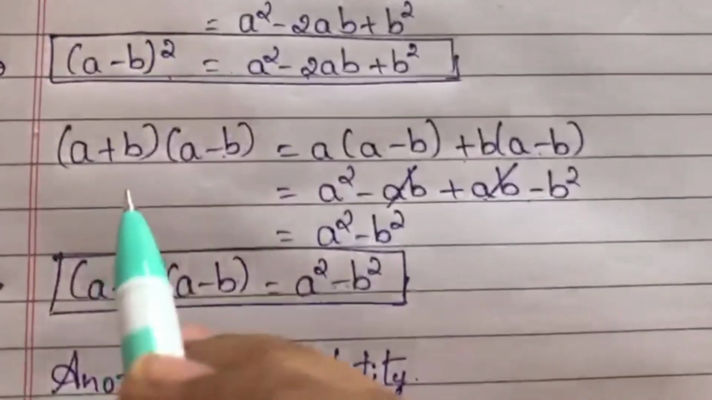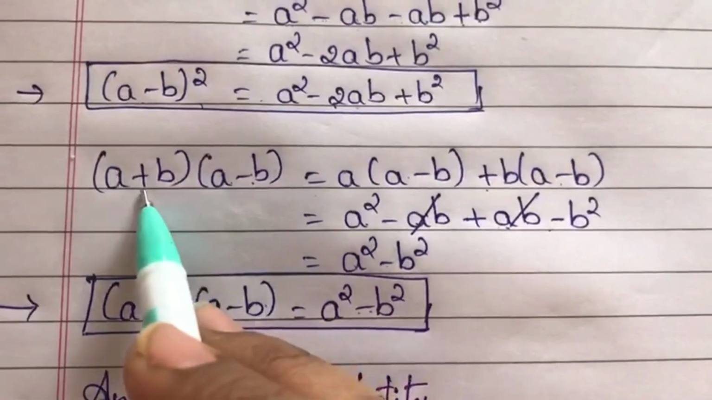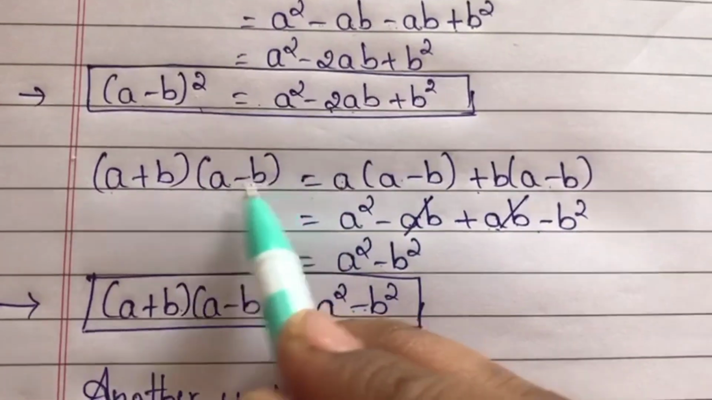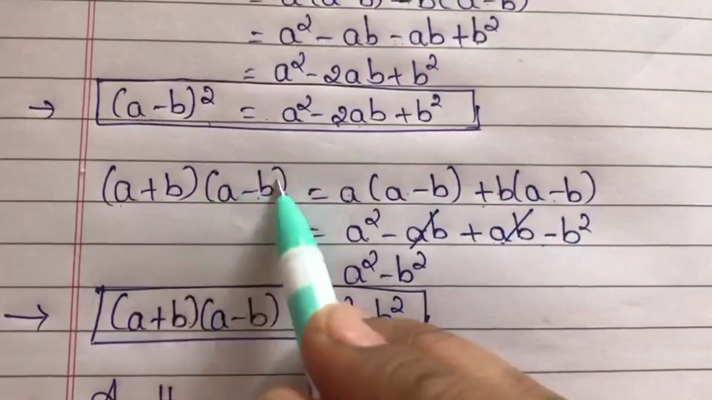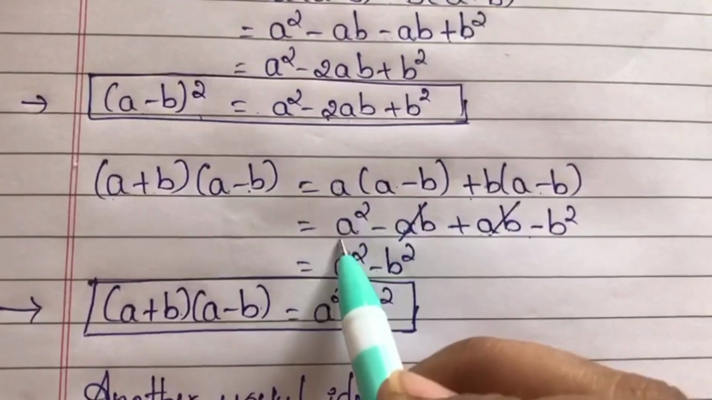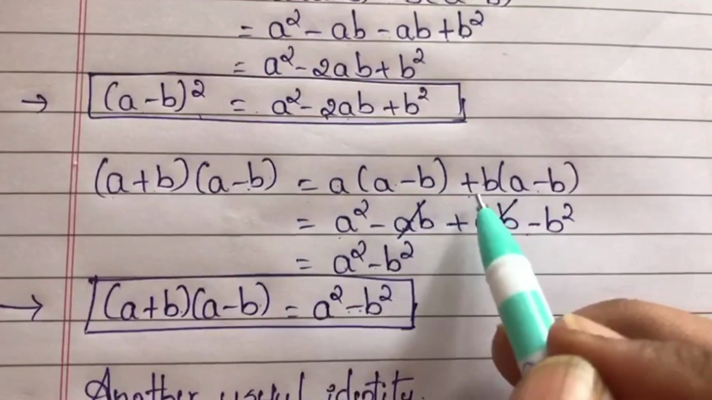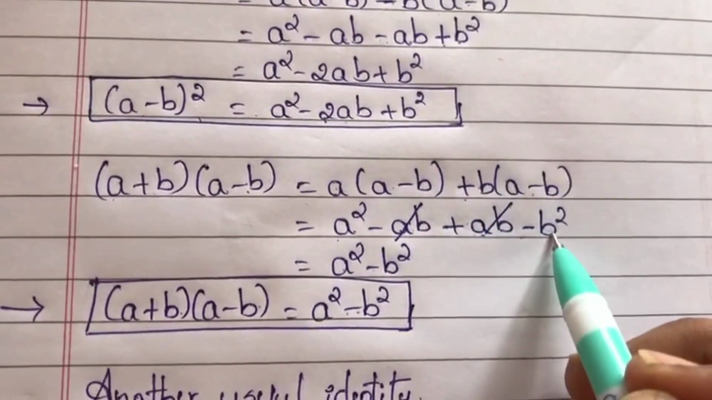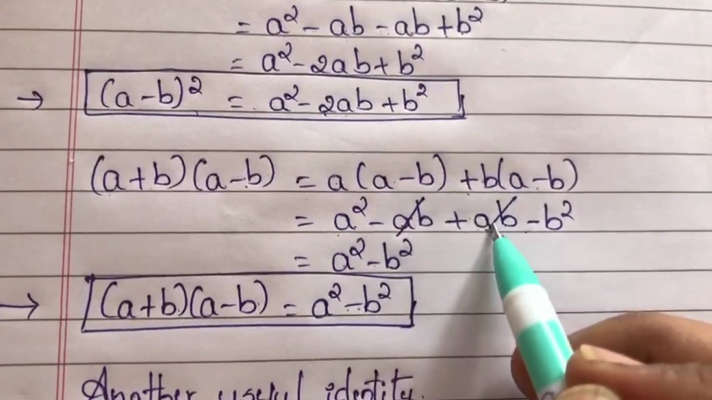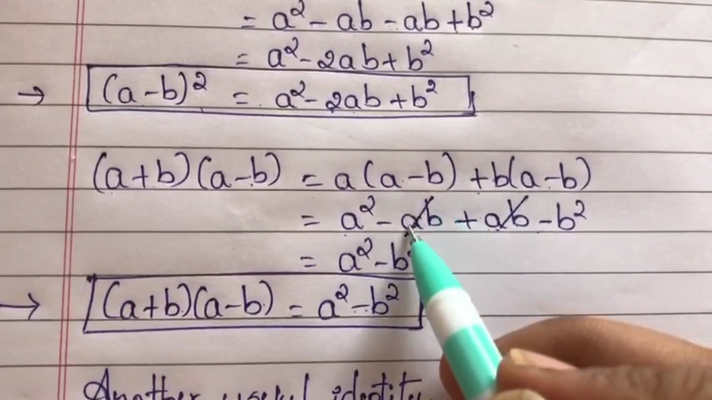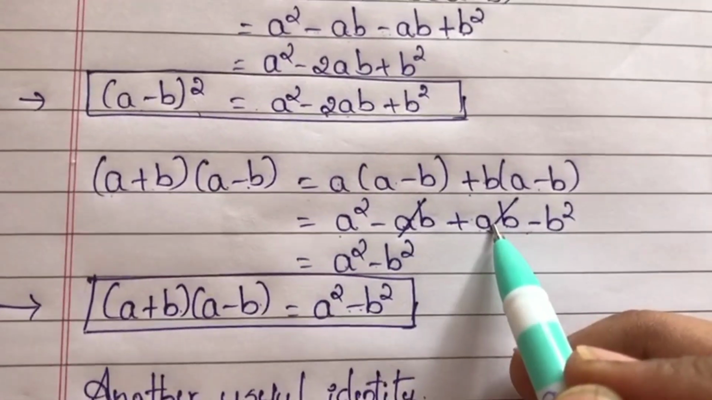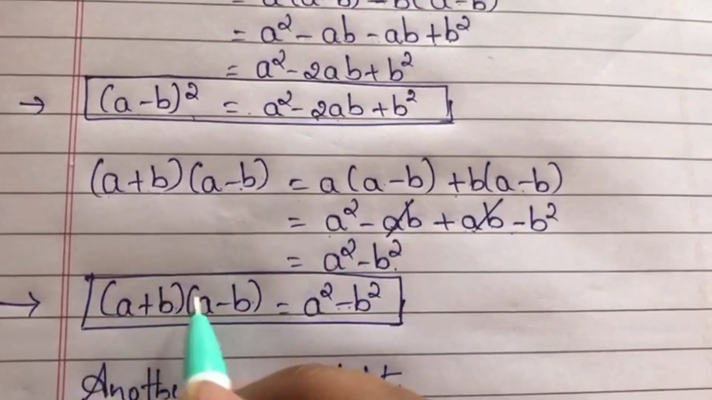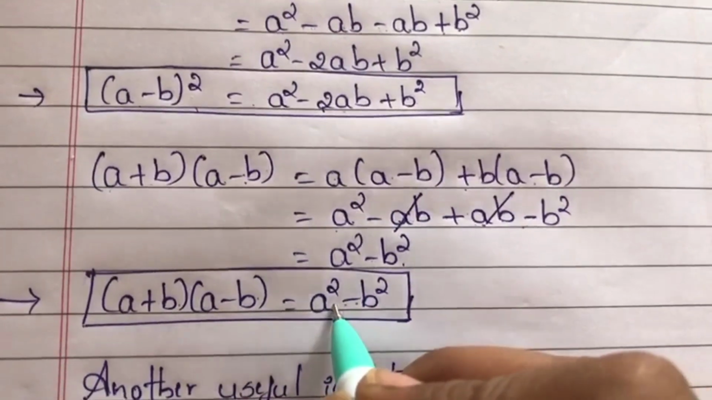And now next one is (a plus b) into (a minus b). Here it is a binomial to binomial multiplication. Therefore a into bracket (a minus b) plus b into bracket (a minus b). If we multiply them, a into a will be a square, this will be minus ab, this will be plus ba, and here plus into minus will be minus, therefore it will be minus b square. As the ab terms are having different signs, they cancel, or we can easily tell that it is 0. Therefore the only answer will be a square minus b square, that is (a plus b) into (a minus b) will be a square minus b square.